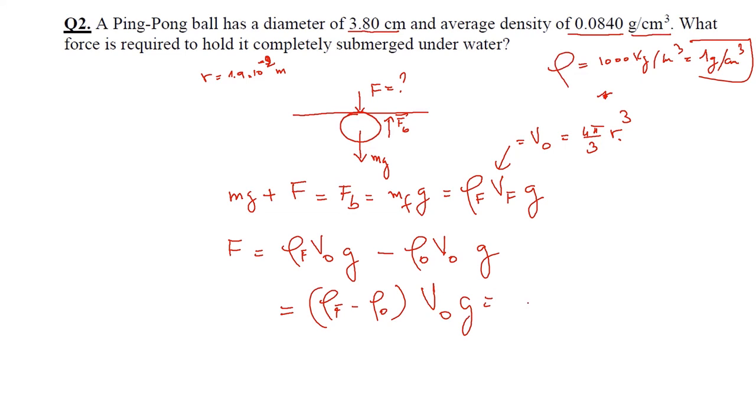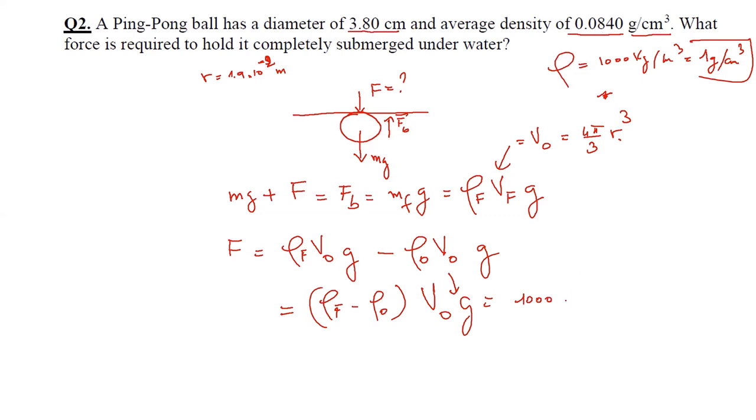Rho F, I know it already. I can put everything in gram per centimeter cube if you want, but I don't want that because this G here is in SI unit. So I have to keep everything in SI unit. So this rho of the fluid is rho water, 1,000 kilogram per meter cube. Now, what is the density of the ping pong ball in kilogram per meter cube? You multiply this by 1,000.